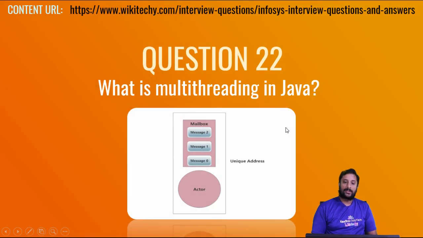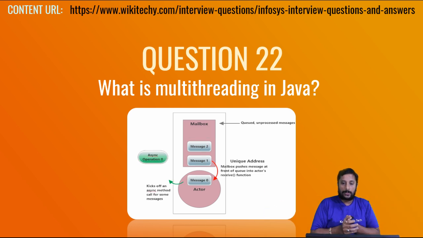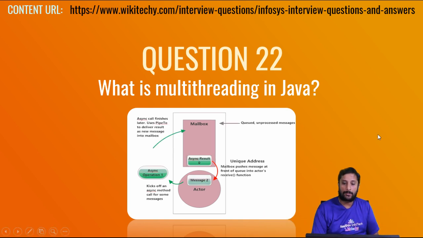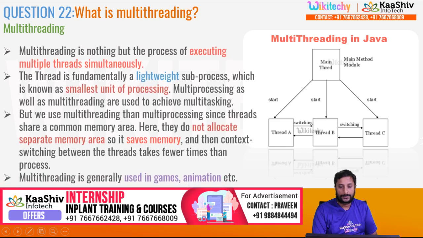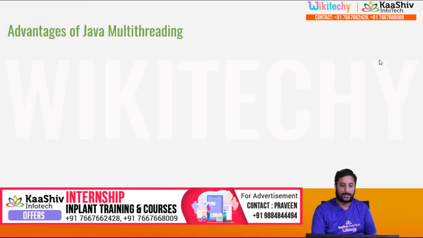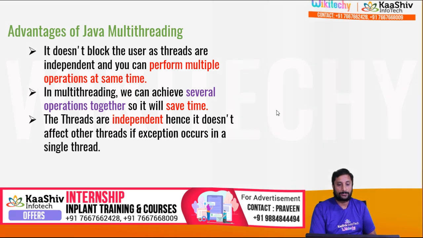Now let's talk about multi-threading. If there is a process, then through parallel execution it is given as threads and everything is executed. They call it multi-threading in Java. Executing multiple threads simultaneously is called multi-threading. You can see there is a main thread, and thread A, thread B and thread C, and there is a switching operation happening here. They call it the multi-threading concept. Multi-threading performs multiple operations at the same time, saves time, and the threads are independent.